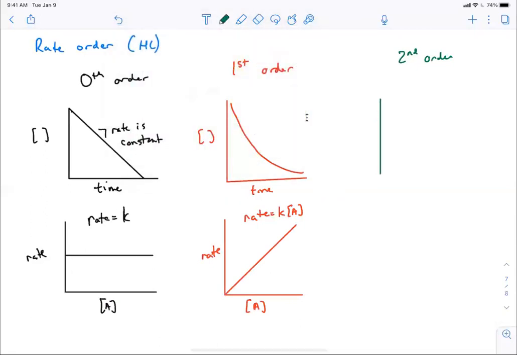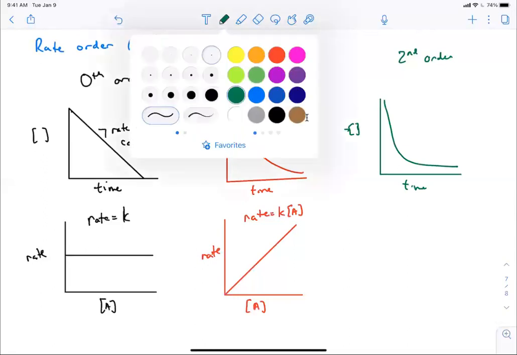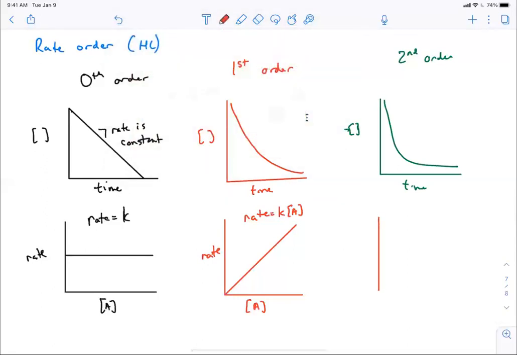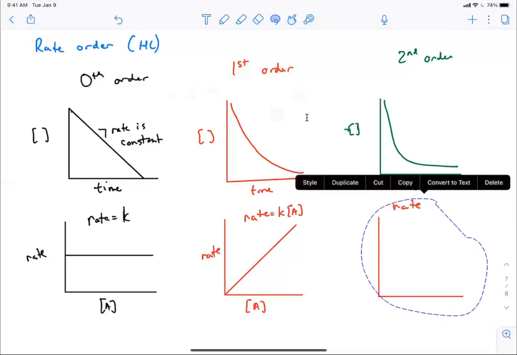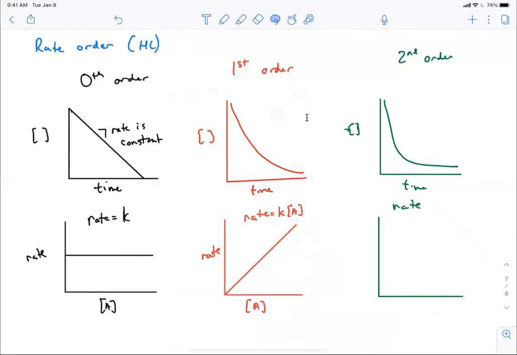In a second order, it gets much steeper, okay? Meaning that the rate effect from concentration is magnified because the rate is equal to k times [A] squared. So this is rate versus concentration of A, and it's a parabola.